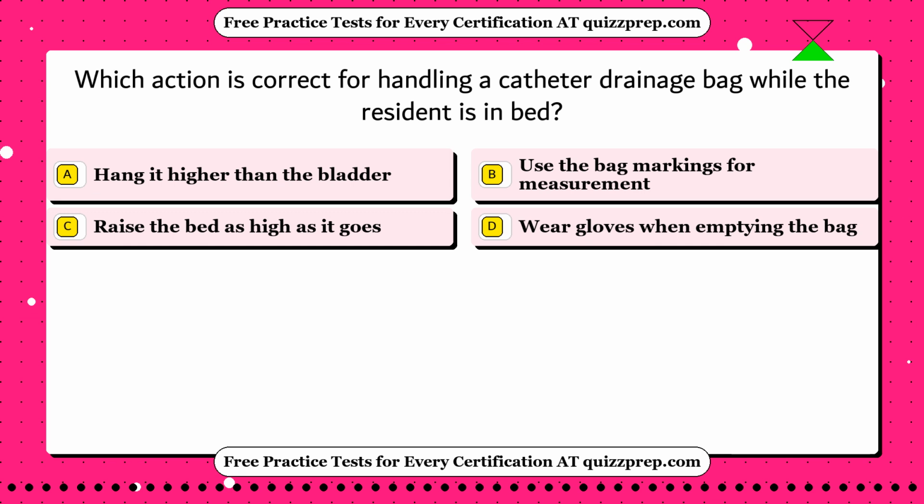Question 156. Which action is correct for handling a catheter drainage bag while the resident is in bed? Option A, hang it higher than the bladder. Option B, use the bag markings for measurement. Option C, raise the bed as high as it goes. Option D, wear gloves when emptying the bag.